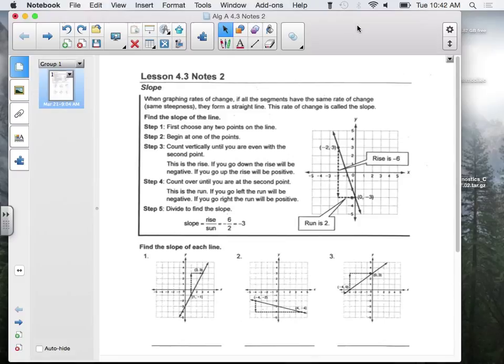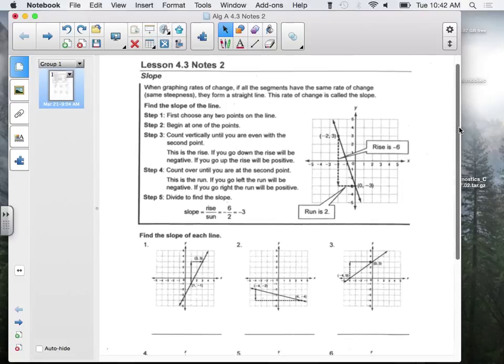When each segment has the same rate of change, it's called the slope, and that's what we'll be learning about today. So, in order to find the slope of a line, since that's what each interval would make it form, first you just have to choose 2 points on the line, and they can be any 2 points. So, step 1, choose the points. Step 2, you have to start at any of the points. So on your notes, it's at -2, 3 or 0, -3. You can pick either one. On here they picked -2, 3 to start.